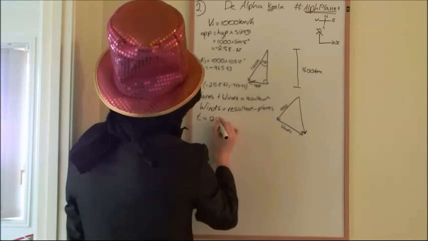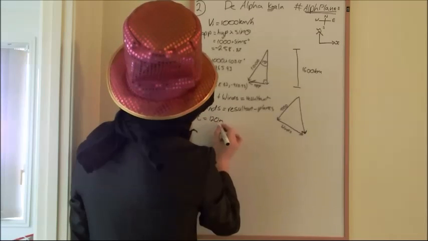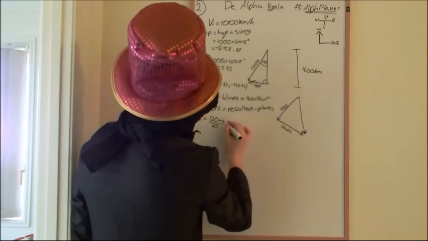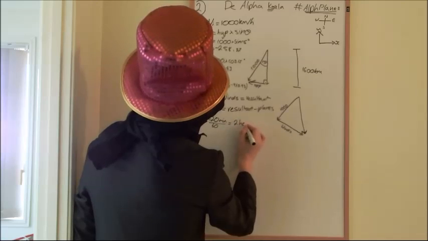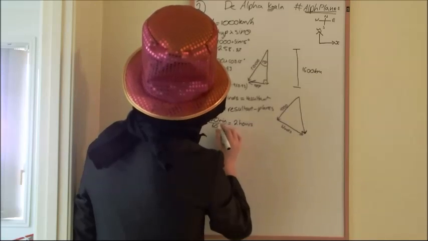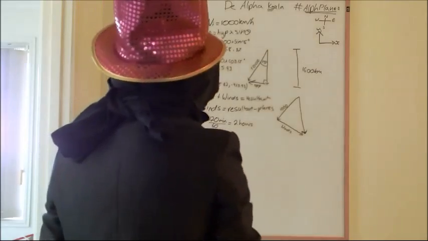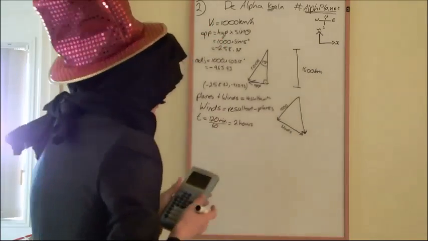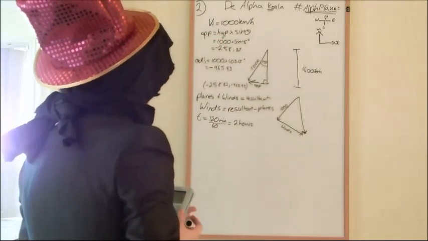Time will equal 120 minutes, which we can divide by 60. We'll put that in. We'll give 2 hours. And that's just converting units. You should all know how to do that by yourself by now.